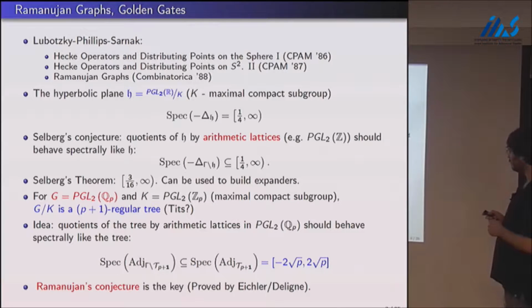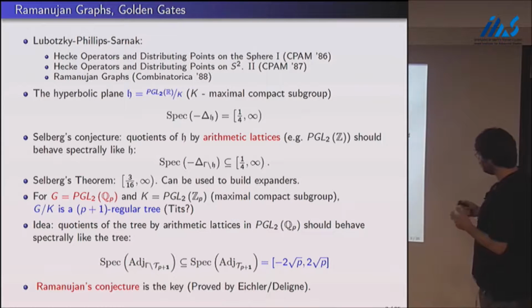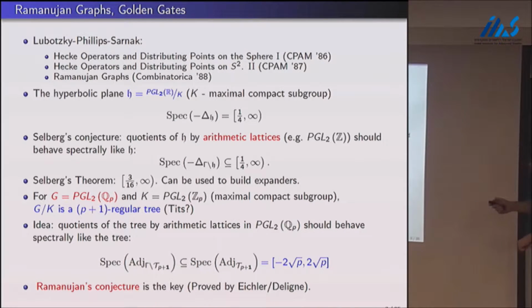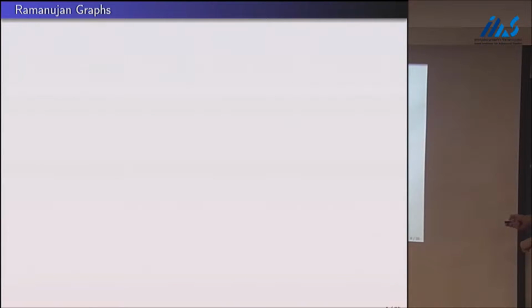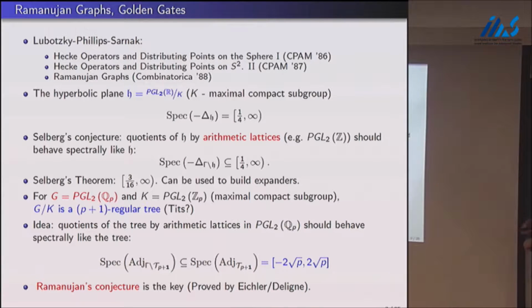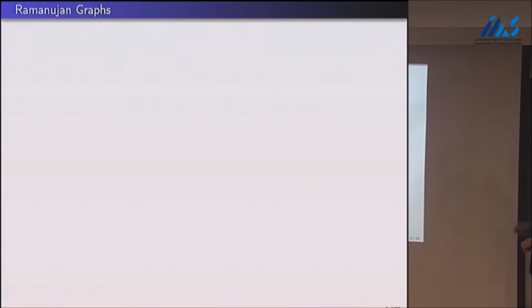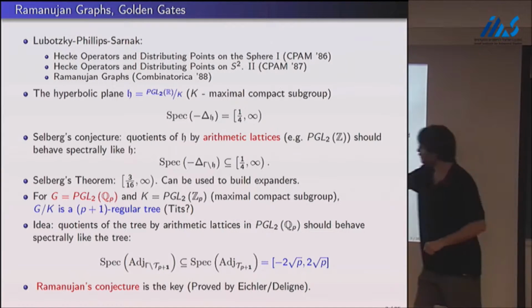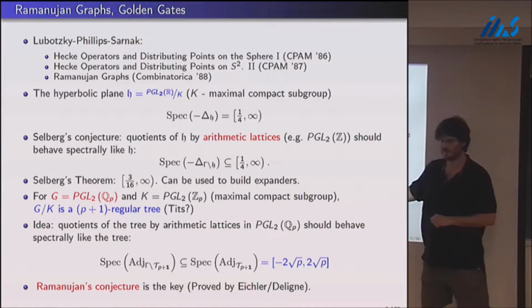And even better, what replaces Selberg's conjecture is the Ramanujan conjecture, which was actually proven completely in this case. For what Alex and Peter needed, it was done by Eichler, and in greater generality by Deligne. And this gave them Ramanujan graphs. So I want to explain what happens here. We need to construct an arithmetic lattice in this group.